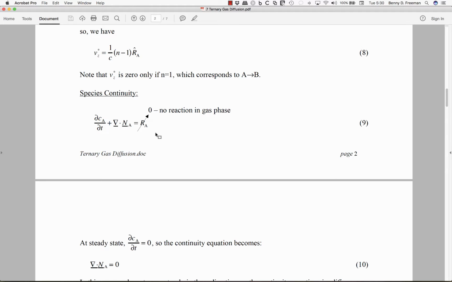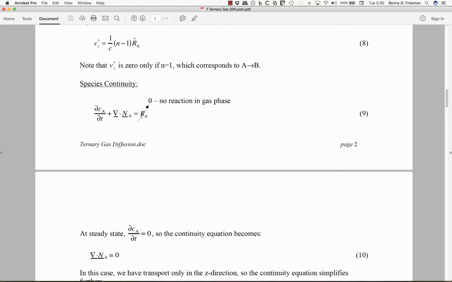And so I'll write it for component A, and the general form is shown here in equation 9. There is no reaction in the gas phase. The reaction between A and B, or of A going to B, occurs at the catalytic surface. Remember the little hat on top of the RA means that this is the heterogeneous reaction rate, or the reaction rate of A at the catalytic surface. Without the hat, this means the reaction rate of A in the gas phase, which is 0 in this case.